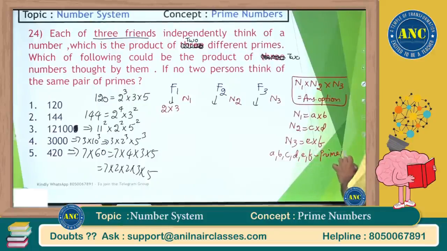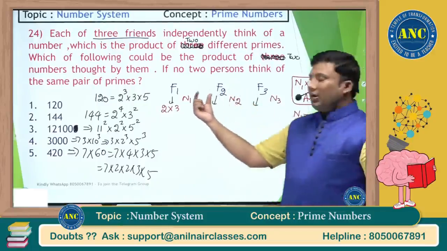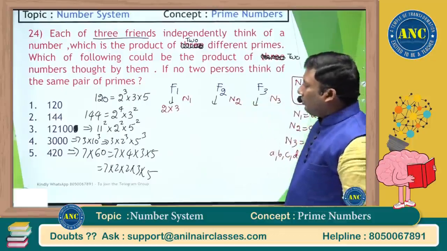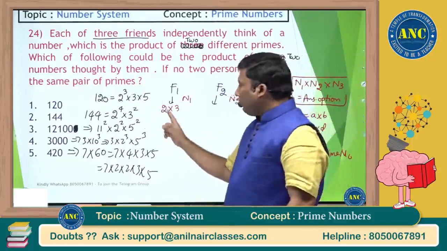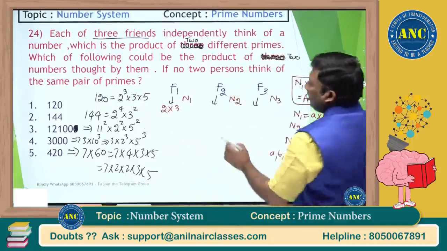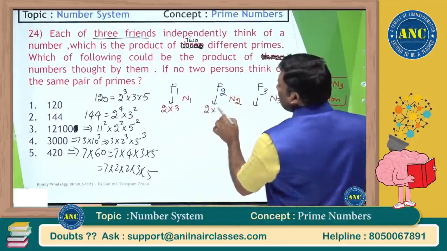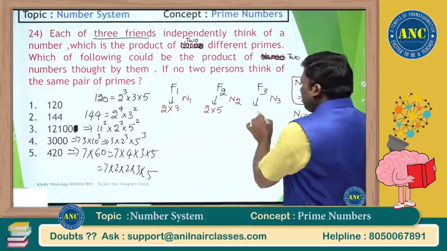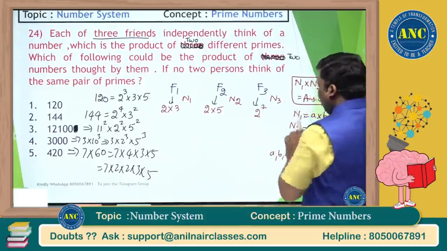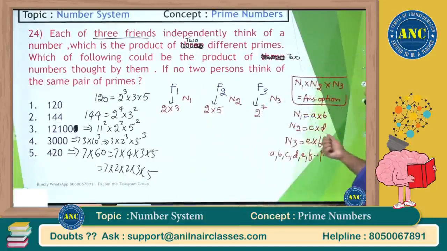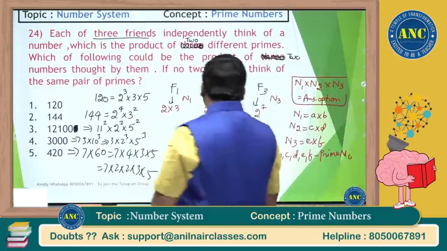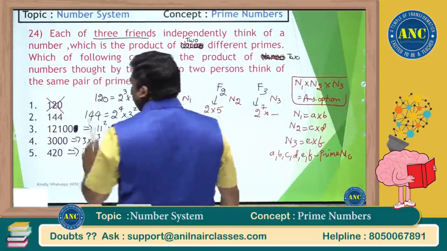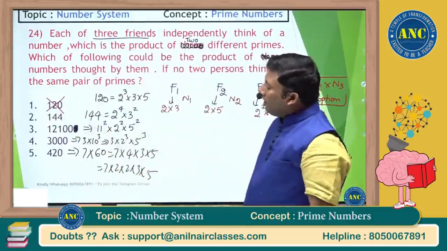There are 3 friends. Each one thinks about a number which is the product of 2 different primes. 2 cube into 3 into 5. Can I write it as 2 into 3? Yes. Can I write this as 2 into 5? But here it will be only 2 power 1. It should also be written as a product of 2 primes. So 2 power 7 into something else, it is missing. 120 is out. I hope you are all there with me.